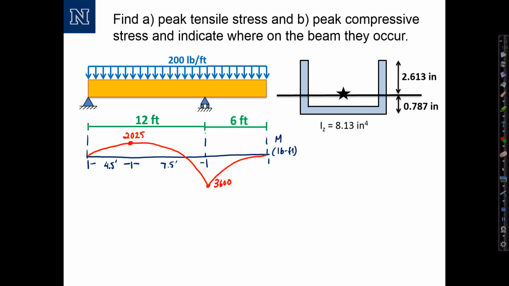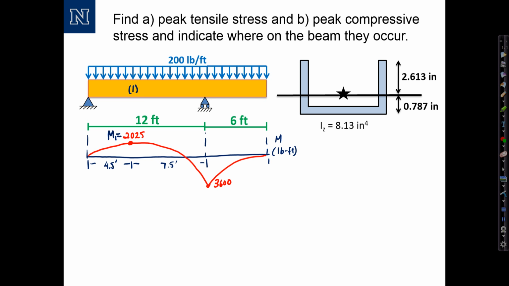We've already solved for the bending moment diagram, and we have the cross-section properties as indicated here, which we'll use to calculate the peak tensile stress and peak compressive stress along the beam. We note from the bending moment diagram that the maximum positive moment anywhere along the beam is 2,025 pound-feet, located 4.5 feet from the left end of the beam. We'll label that moment M1, and the corresponding location along the beam, location 1.